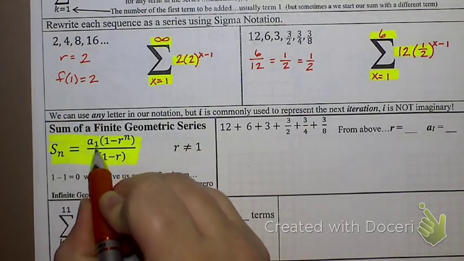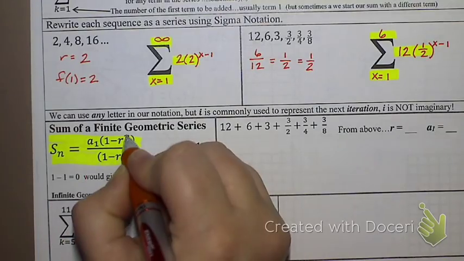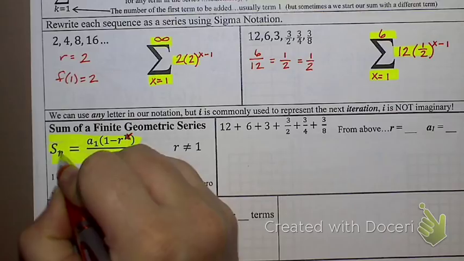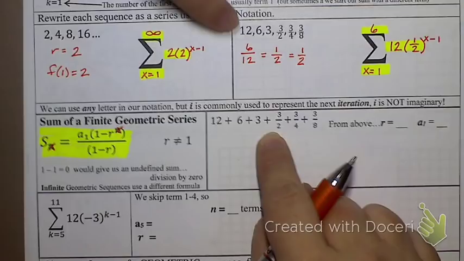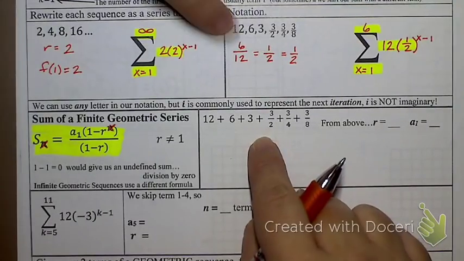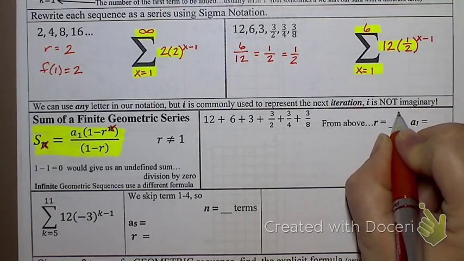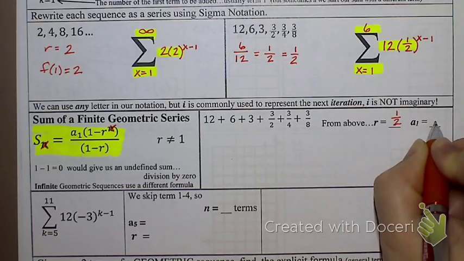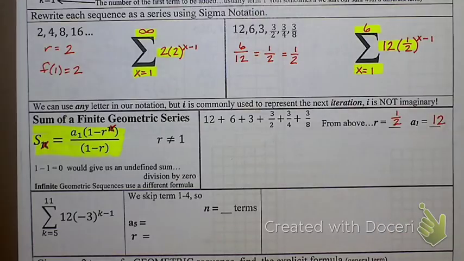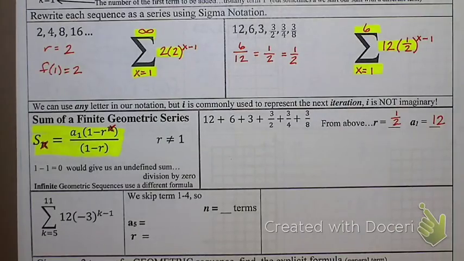What does a sub 1 mean? First term. It means our f of 1, right? And of course, we're using x instead of n. So, this right here is the series related to the sequence we just wrote the sigma notation for, right? So what was my R value? Anybody? 1/2. And what was the first term? 12. So we're going to find the sum of this series related to that sequence.